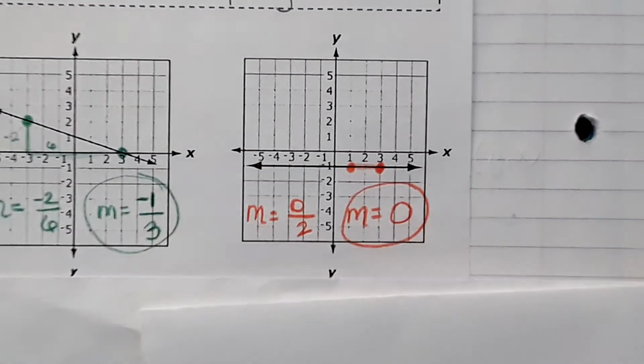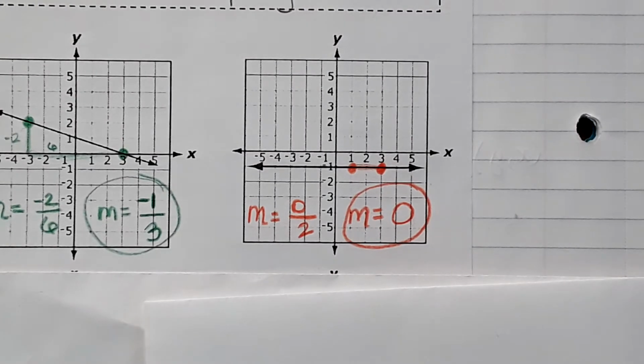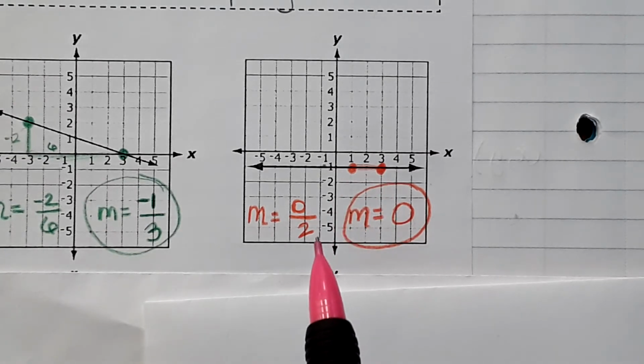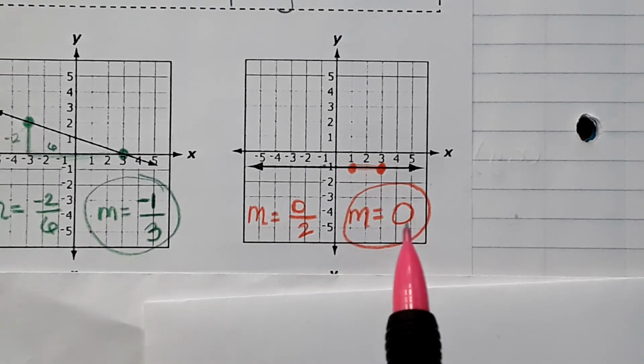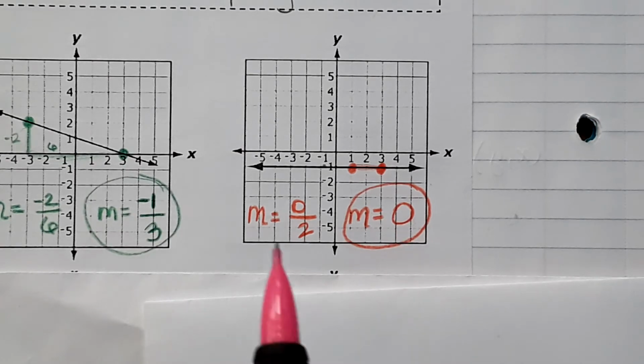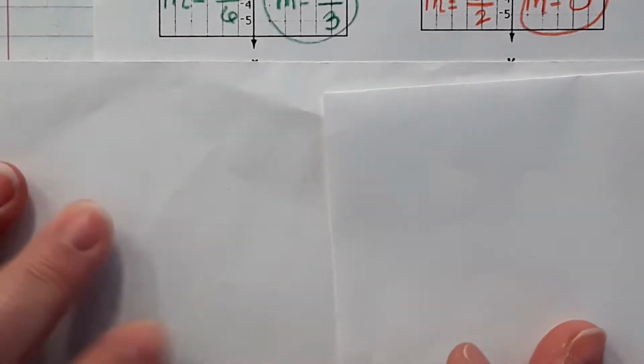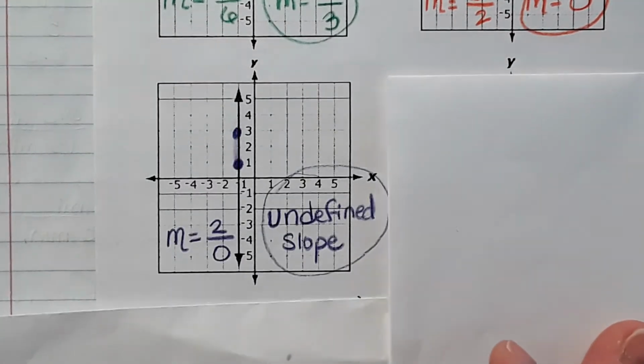The top right, again, any 2 points you want, but there is no rise. The rise is 0. So 0 over any number, doesn't matter, is always 0. The slope is 0. Again, think about the slope tree or Mr. Slope Guy, and we know that a horizontal line is 0 slope.